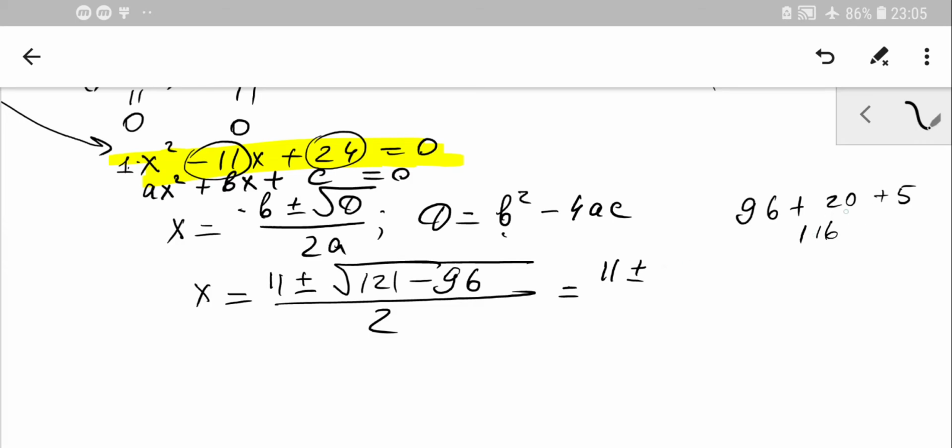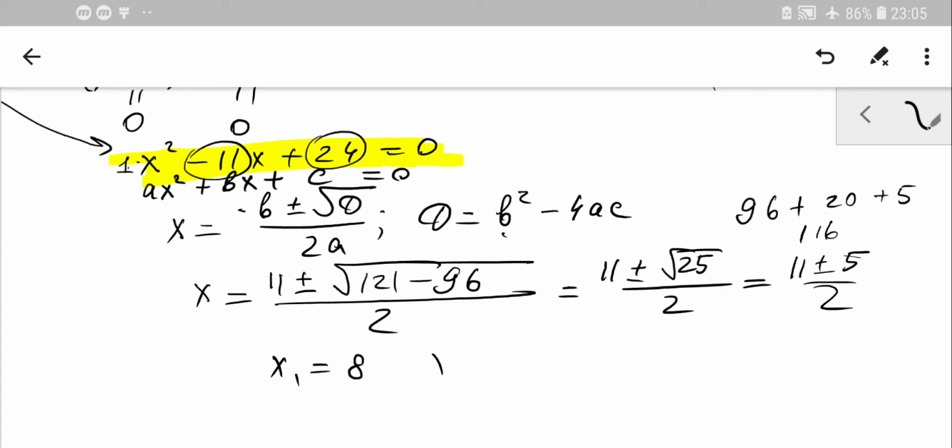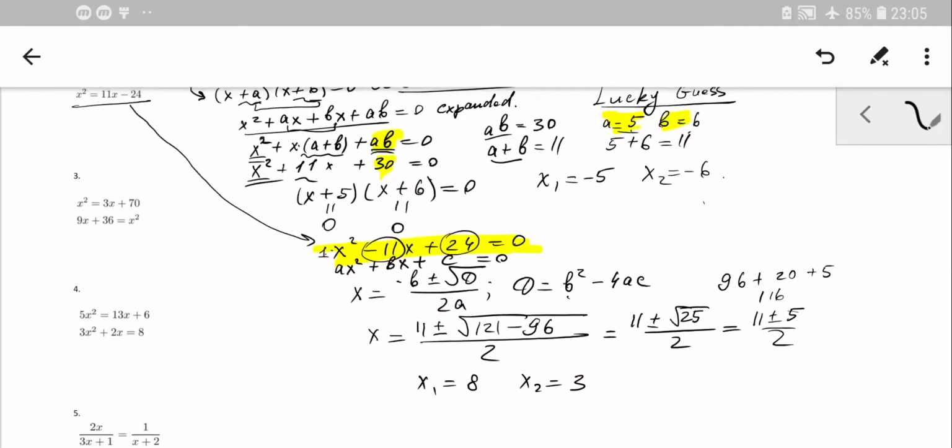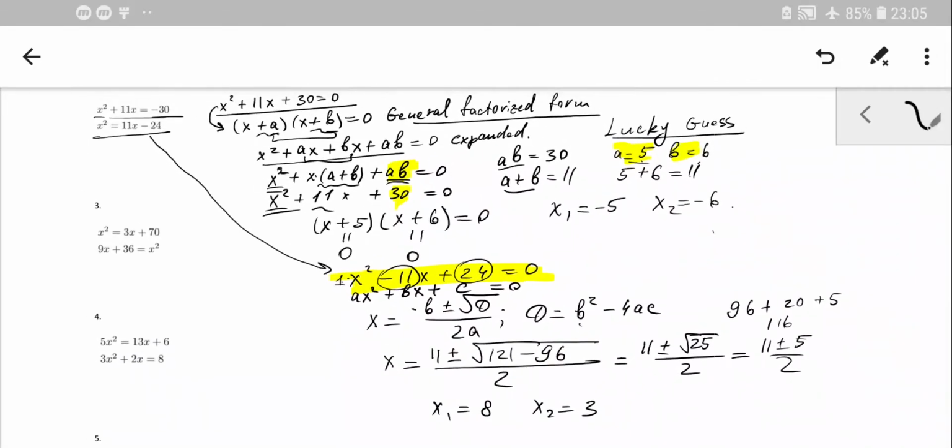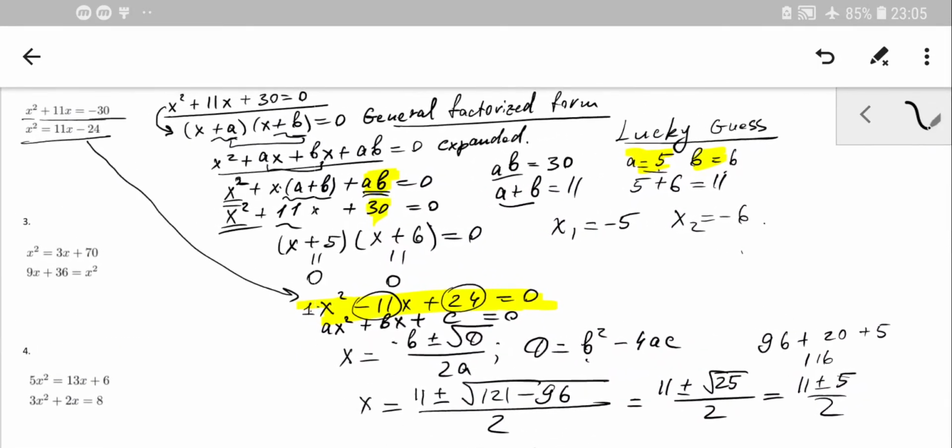So we'll get 25, and the square root of 25 is simply 5, over 2a. Okay, over 2. 11 plus minus 5 over 2, and we immediately get a solution. x1 equals 11 plus 5 over 2, which is 16 over 2, which is 8, and x2 equals 11 minus 5, which is 6 over 2, which is 3. Okay, we've got solutions very fast, but we didn't use the method that we discussed previously.